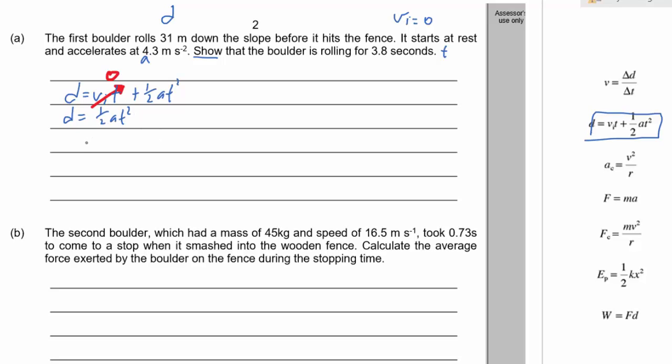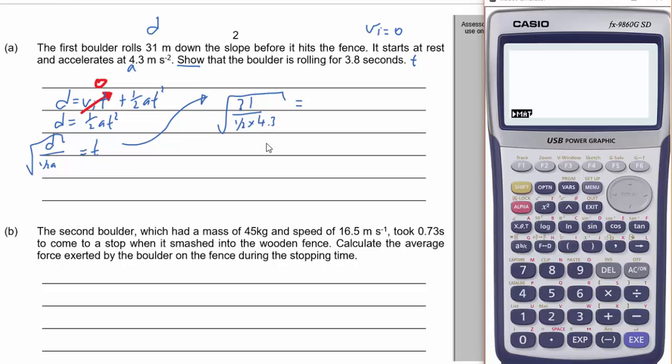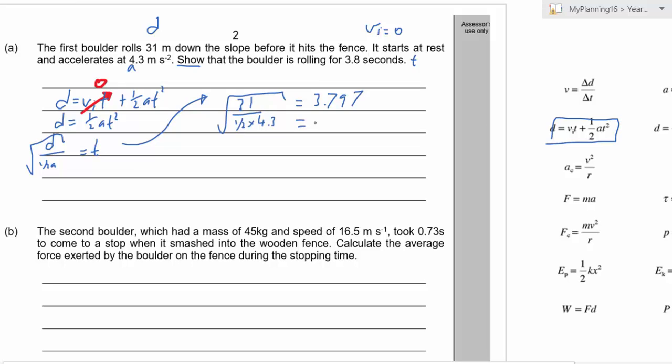You can either use equation solver here. I know I'm looking for time, and so d divided by half a, square rooted, is going to give me time. Now if I rewrite all this up here, 31 metres divided by a half times 4.3. If we grab out our calculator, so shift square root, open bracket, 31 divided by open bracket again, 0.5 times 4.3, close bracket, and I get an answer of 3.797, which is 3.8 seconds.